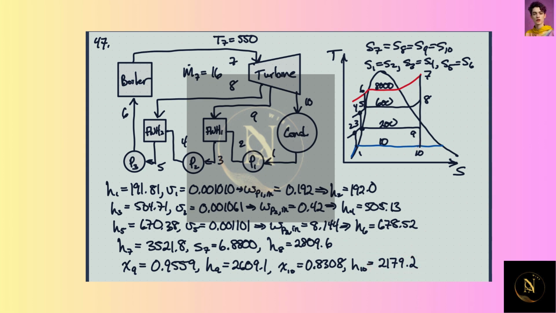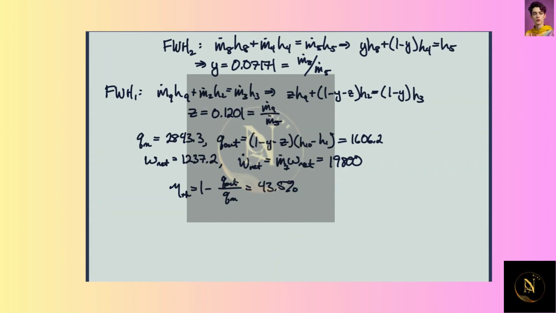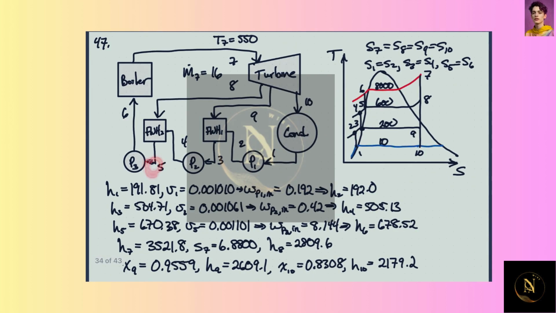So we have the enthalpy at 1, 2, 3, 4, 5, 6, 7, 8, 9, 10. So we have the enthalpies everywhere. So now we can start looking at conservation of energy and conservation of mass. So for feedwater heater 2, we have the enthalpy flow in from 8 and from 4 and coming out at 5. So that's this guy here.